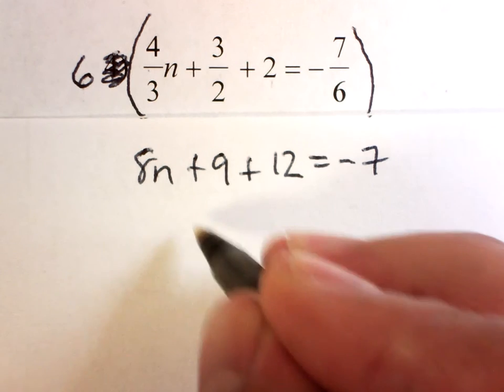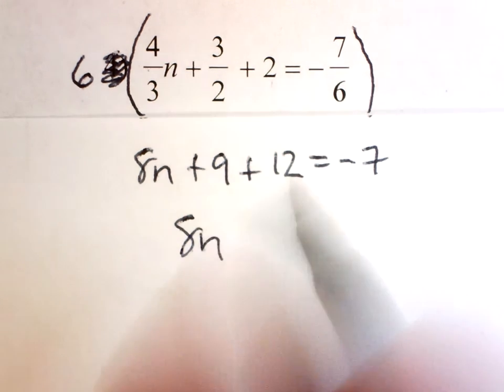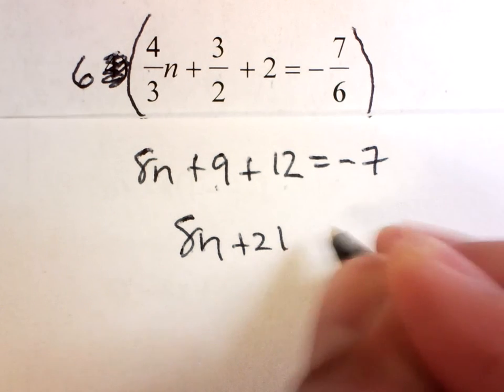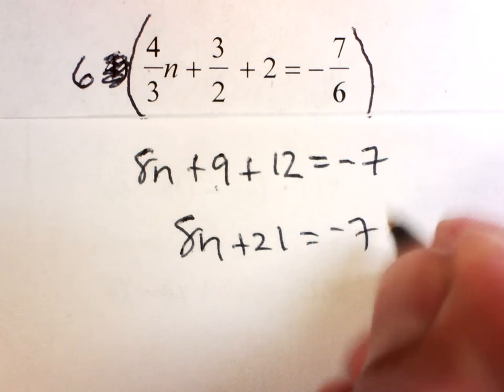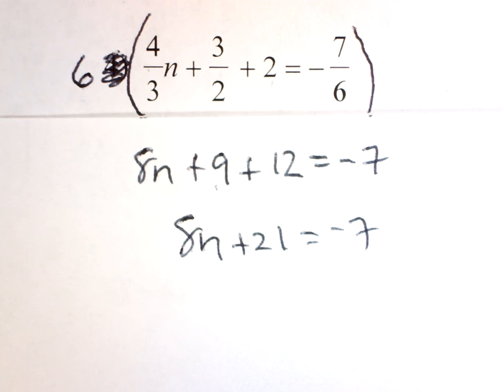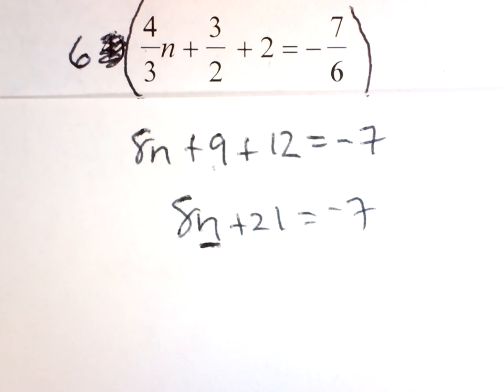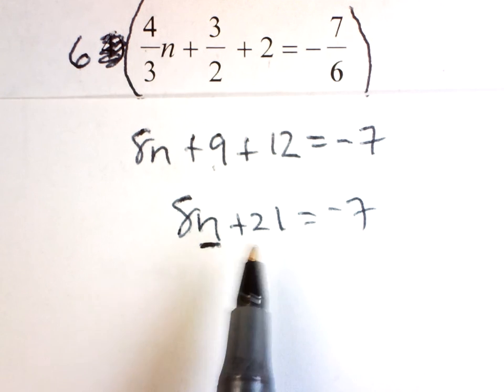So now I add my like terms. I bring down the 8 n. I can add the 9 and the 12. That just gives me 21 equals negative 7. Didn't do anything with that. Again, I'm trying to get everything away from this letter. What's on the same side as my n? I have an 8 that's multiplying it, and then I have the plus 21.